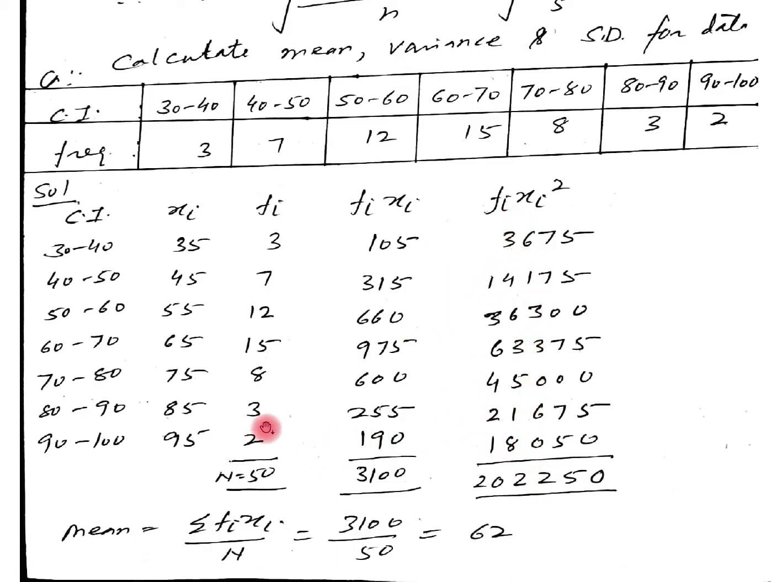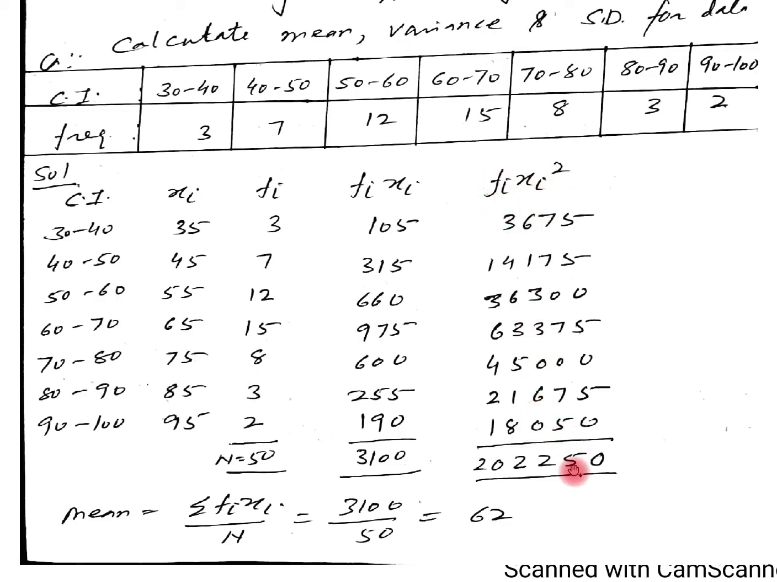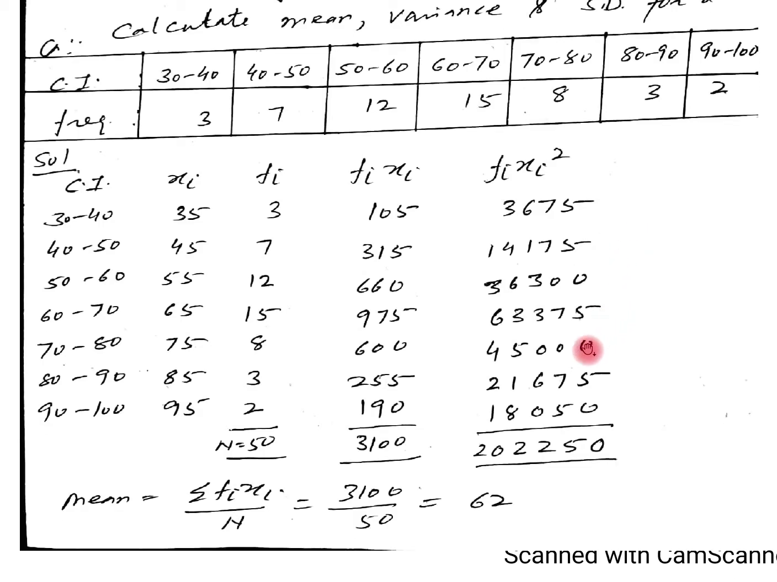Then adding all these values, this is sigma Fi, which means capital N. This is sigma Fi xi. This will be sigma Fi xi square. Do the calculation work very carefully. Now first we have to find the mean. It is sigma Fi xi upon n. So it will be 3100 upon 50, equal to 62.